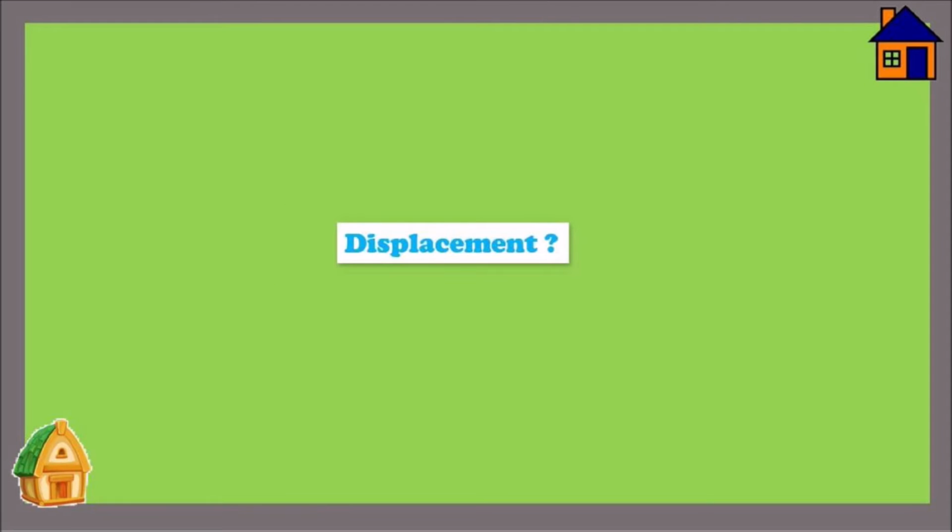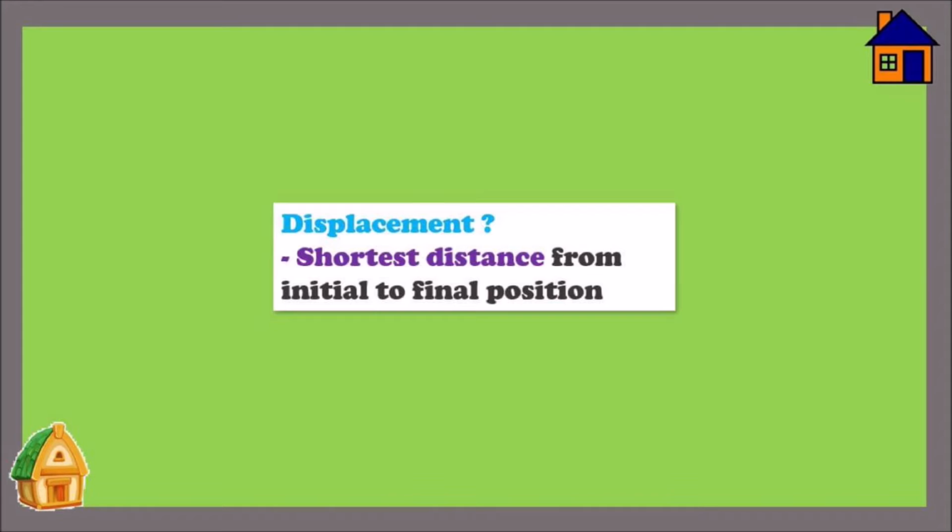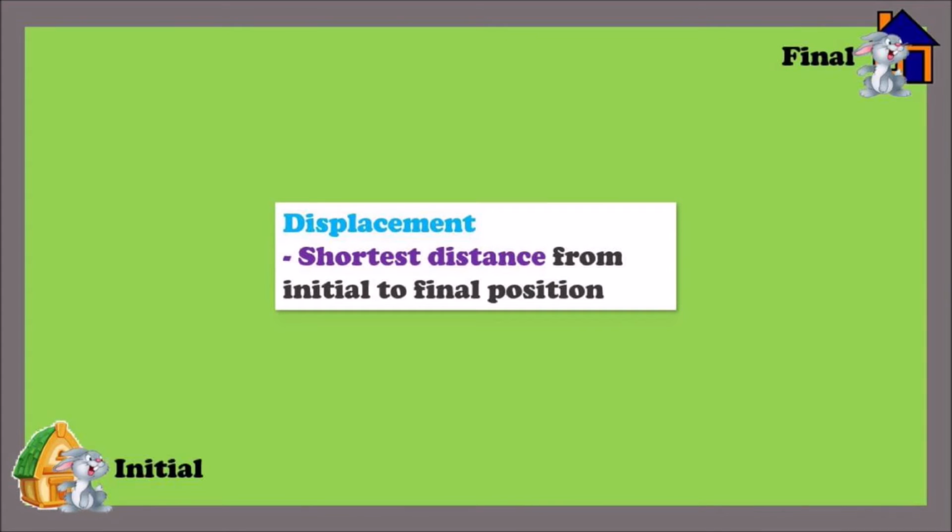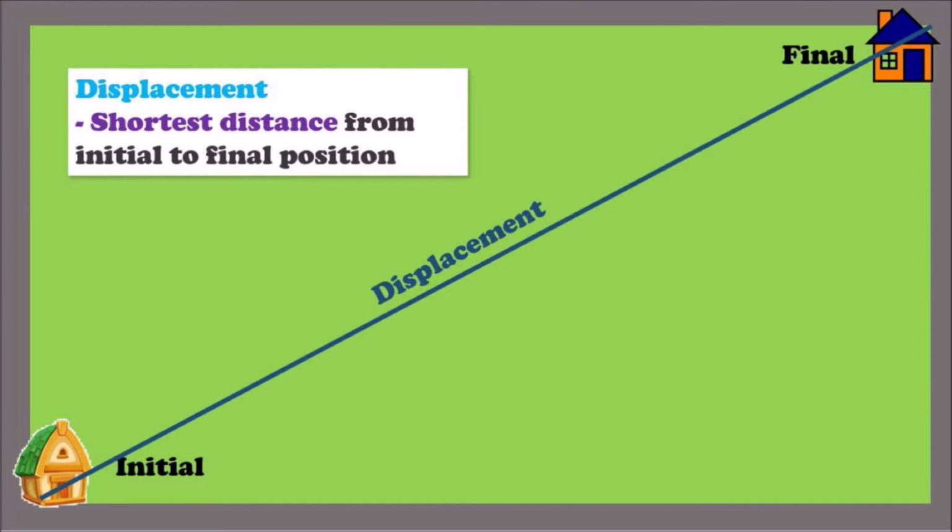Now, how do we calculate the displacement? Displacement is defined as the shortest distance from the initial to the final position. Your initial position is the rabbit house and the final position is the turtle house. So, what is the shortest distance? It's going to be a straight line from initial to final. So, how do you calculate that displacement?